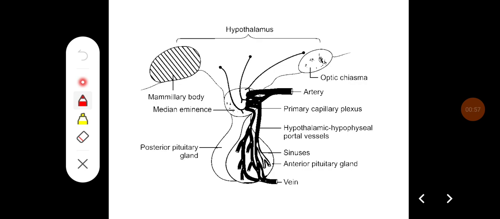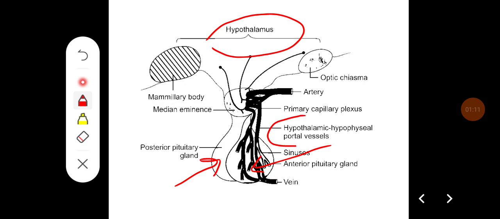So this is a diagram showing the hypothalamus, anterior pituitary and posterior pituitary, and the anterior pituitary is related to the hypothalamus through the hypothalamo-hypophyseal portal vessels. Both inhibitory and stimulatory hormones which are secreted from the hypothalamus run down into the hypothalamo-hypophyseal portal vessels and reach the anterior pituitary.